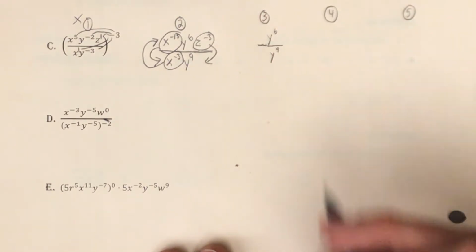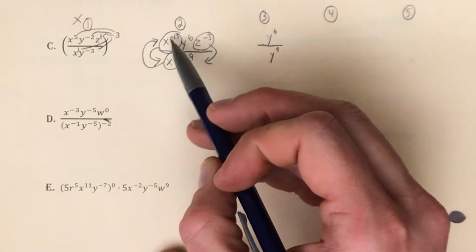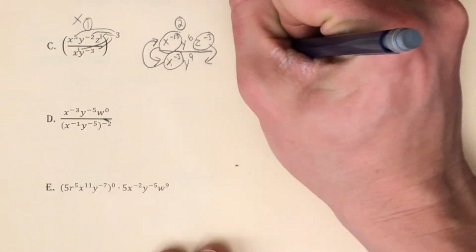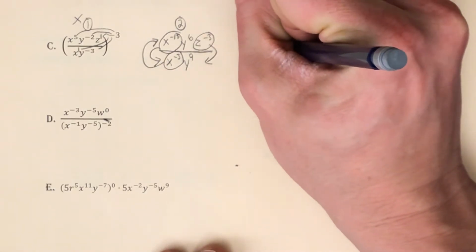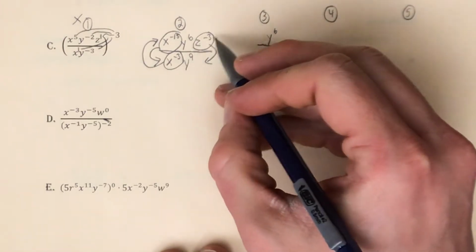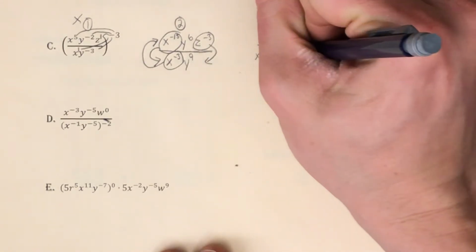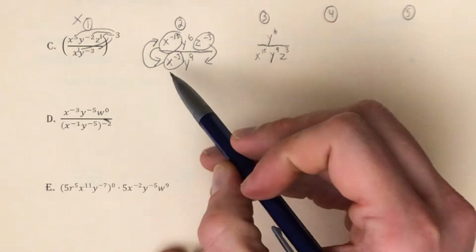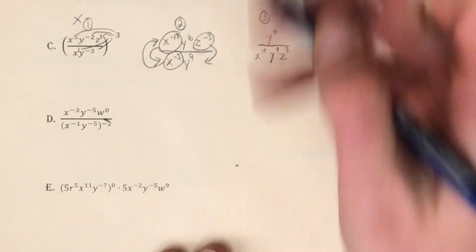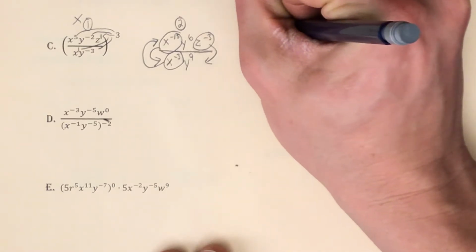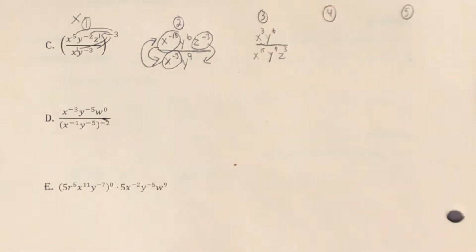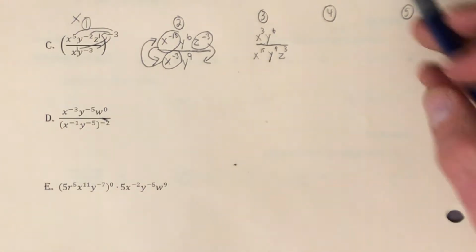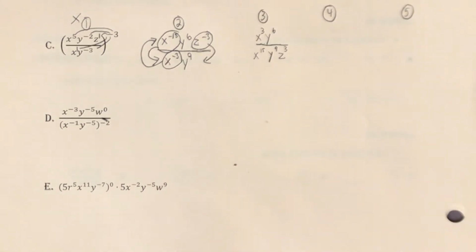Now when I make my movements, my x to the -15 is going to go to the bottom and become x to the +15. My z to the -3 is going to go to the bottom and become z to the +3 exponent. And then my x to the -3 on the bottom is going to go to the top and become x to the +3. So very good, we've gotten rid of all our negative exponents. So now we can move on to step 4, which is product of powers rule.